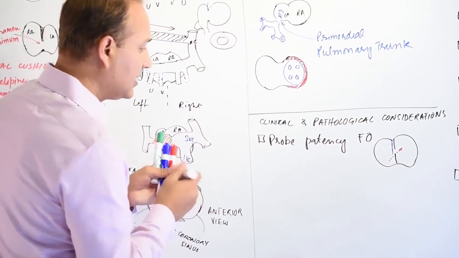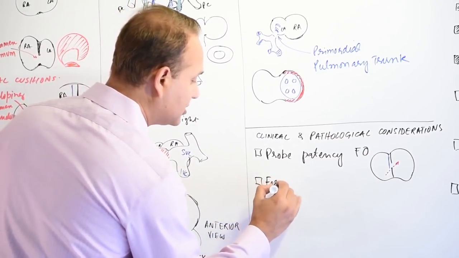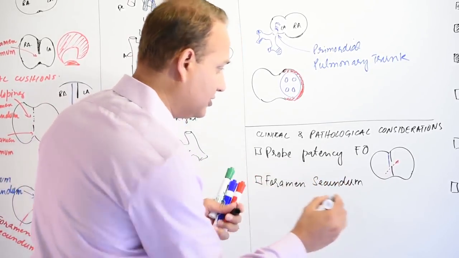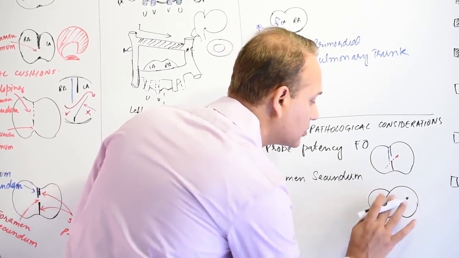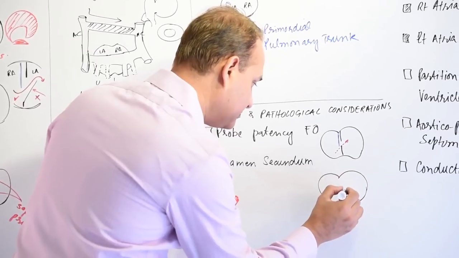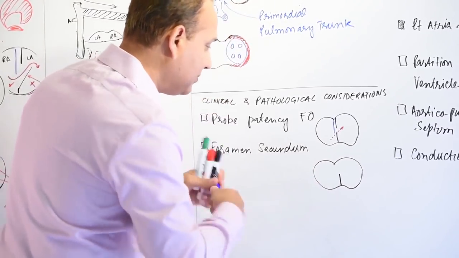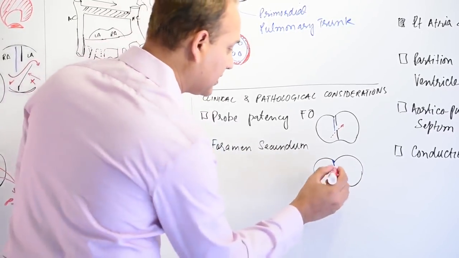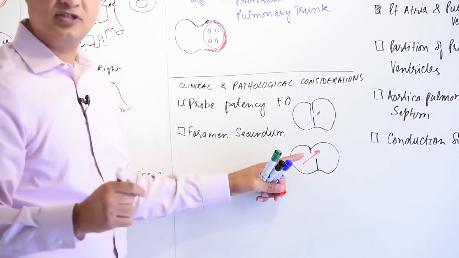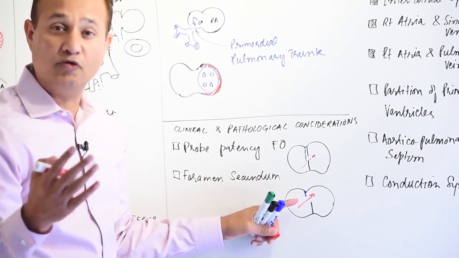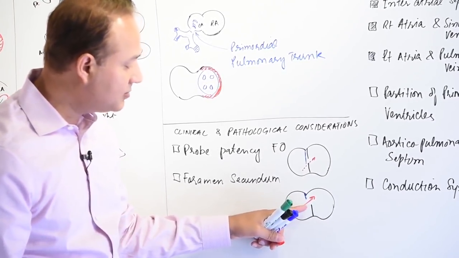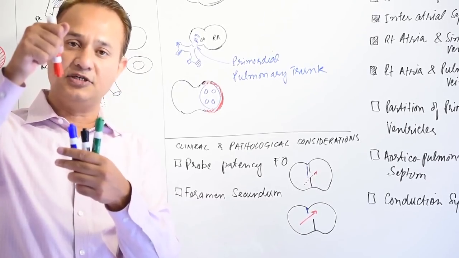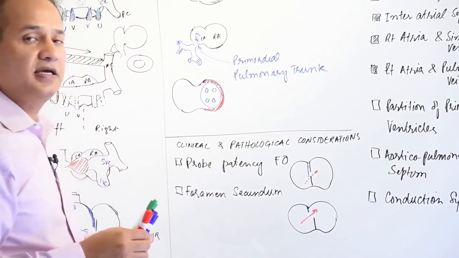Second, foramen secundum defect. Here the foramen is patent. Look at that, the foramen secundum is still present. You can also call it foramen ovale present. And why is that? Because the septum secundum or septum primum got too much resorbed and there is not enough tissue to overlap, so they are separate from each other, and so the foramen is present. Normally, again, not a big deal.